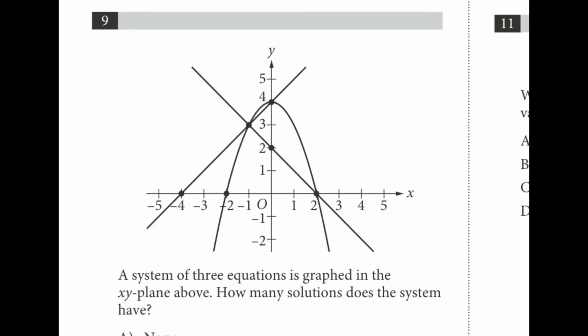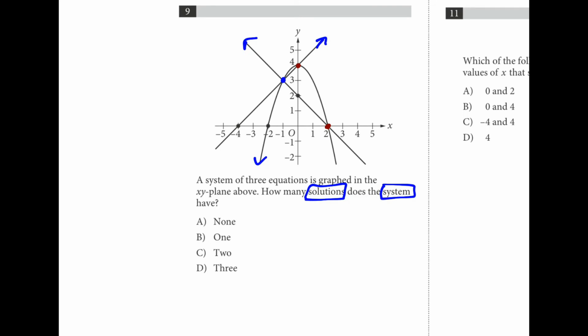Number 9 is a system of 3 equations graphed in the xy plane. How many solutions does the system have? So a solution for a system is a coordinate xy that exists on all 3 of the graphs. So this point right here is on this line, it's on this line, and it's on this parabola. It's on all 3. We have some points over here that are on 2 out of the 3, or down here rather, not this one, but that's not enough. So there's only one point that crosses all 3 graphs. The answer is B, 1.